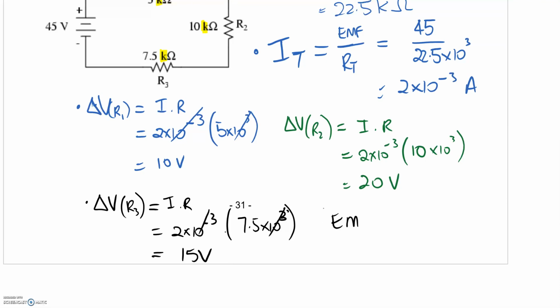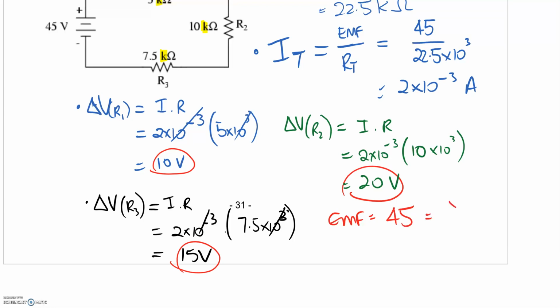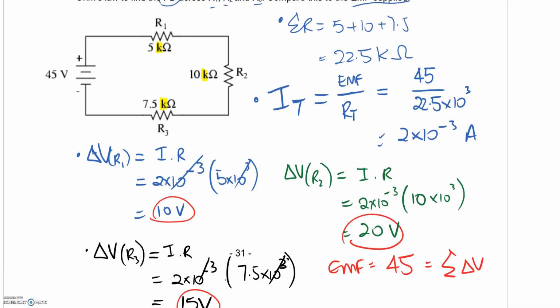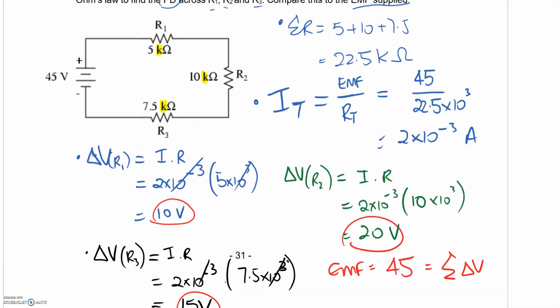So our overall EMF was 45 volts, and 20 plus 10 plus 15 is equal to 45. So it's equal to the sum of the potential drops across each of the resistors. So to summarize, the key understanding with this one is, you'll see again and again, you just use Ohm's law, but you've got to know which V, which I, and which R to use.